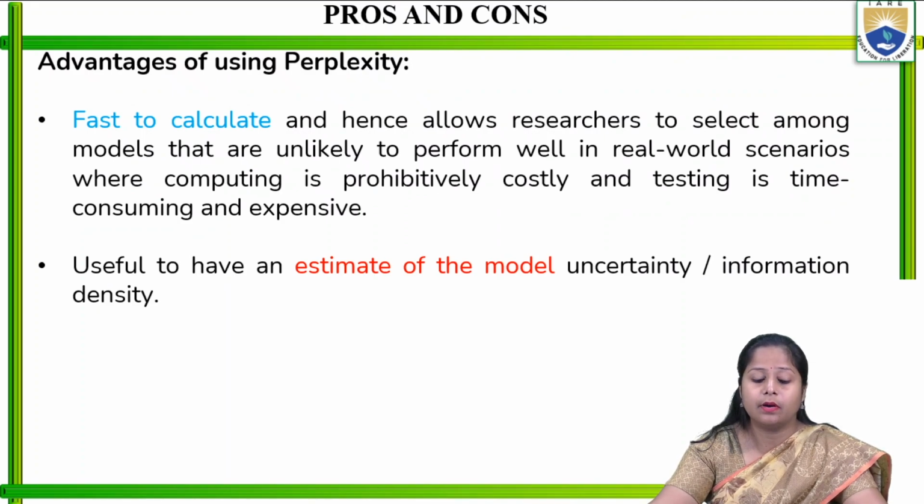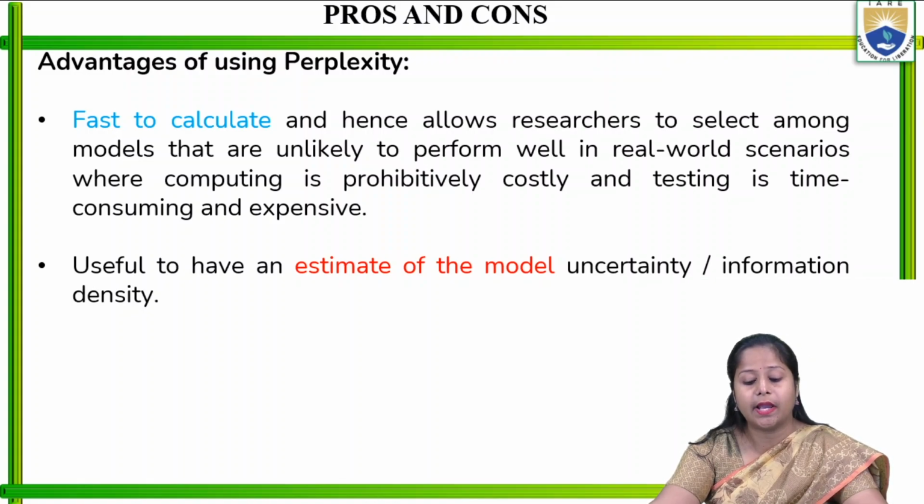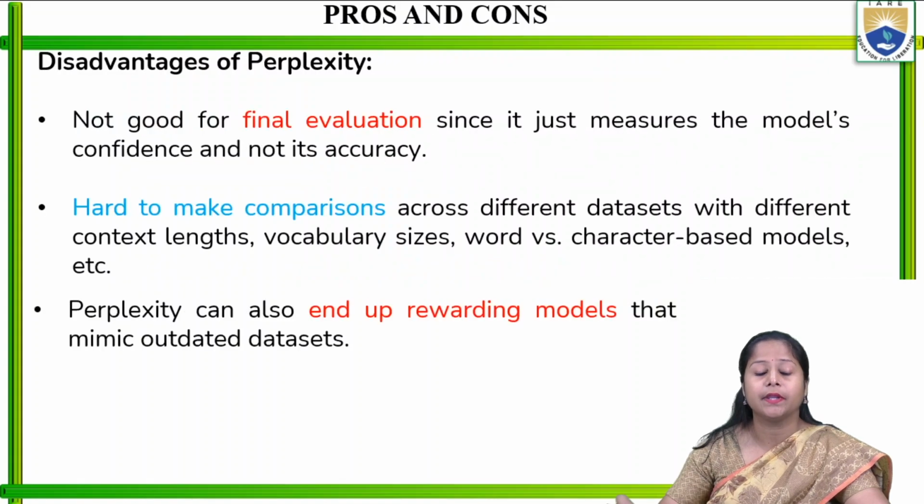What will be the pros and cons? Advantages of using perplexity: it is fast to calculate, and hence it allows researchers to select among models, discarding those unlikely to perform well in the real world, where computing probability is costly, testing is time consuming and expensive. So this is the first advantage. The second advantage is that it is useful to have an estimate of the model's uncertainty, or we can say information density. These two advantages are there.